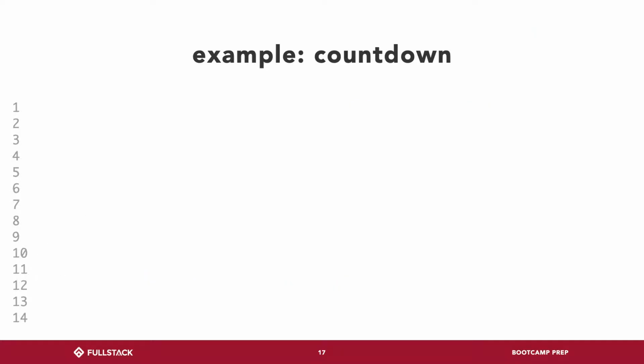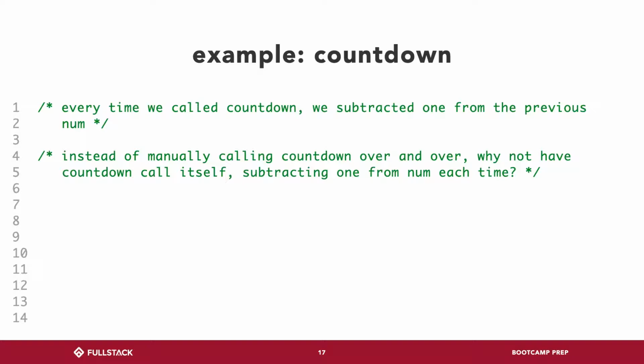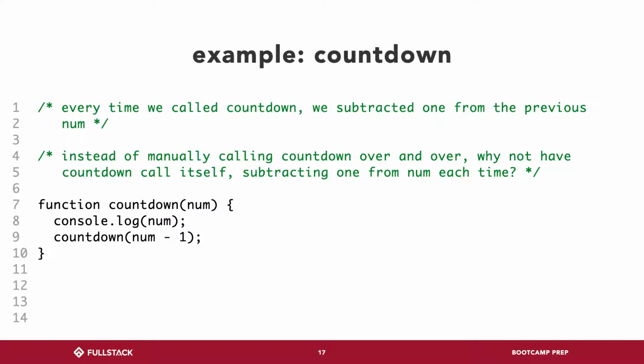So we have to figure out a way so that the arguments change themselves, so every time we called countdown, we subtracted 1 from the previous number. Instead of manually calling countdown over and over, why not have countdown call itself, subtracting 1 from the number each time, right? So you say function countdown num, console.log num, countdown again, num minus 1. So what happens now? What's going to happen now?